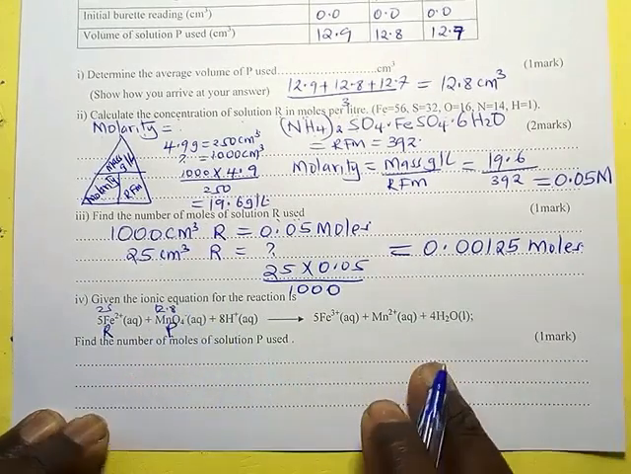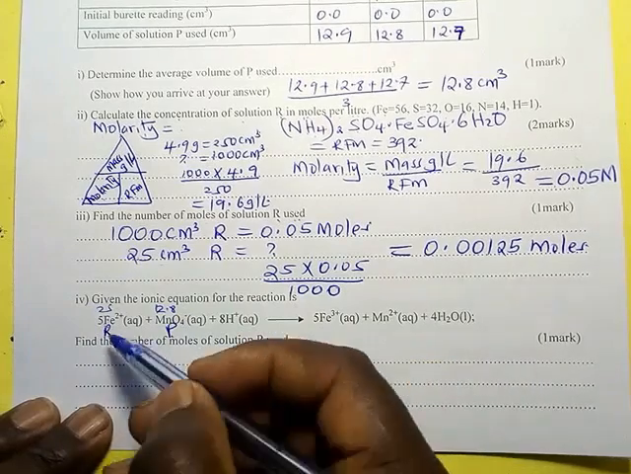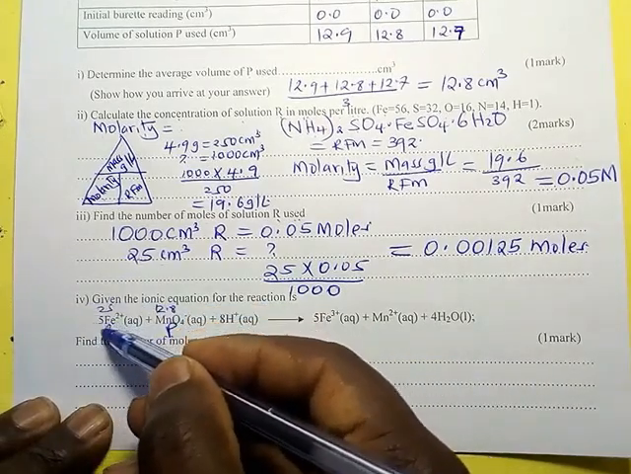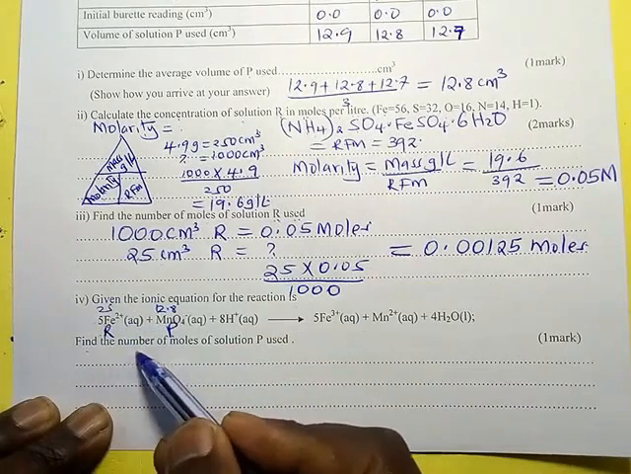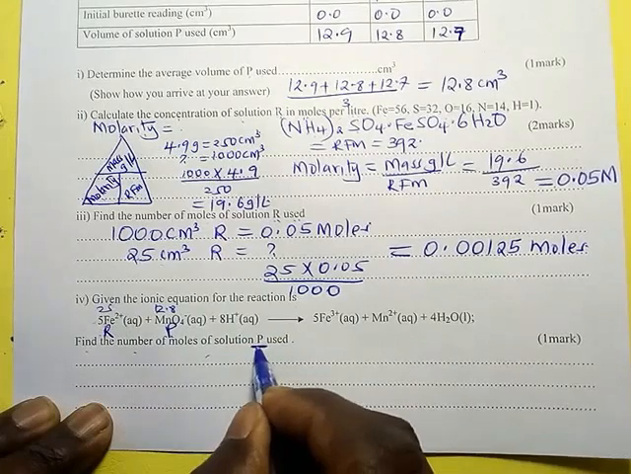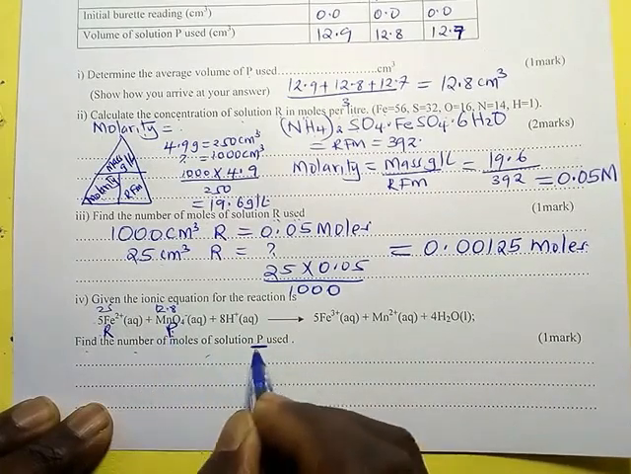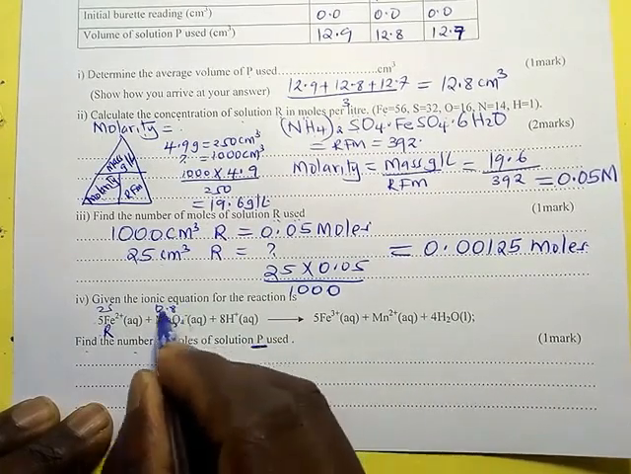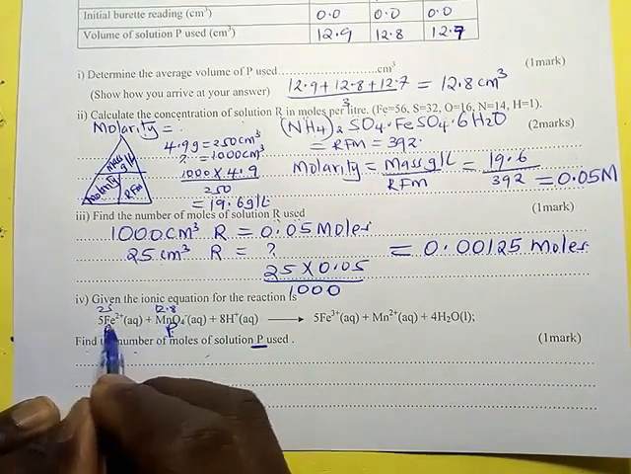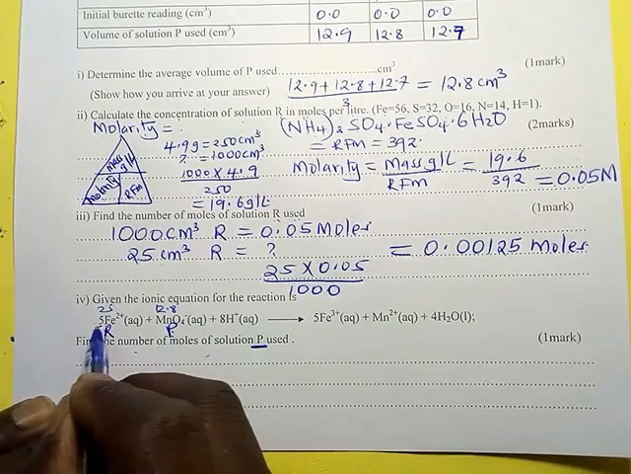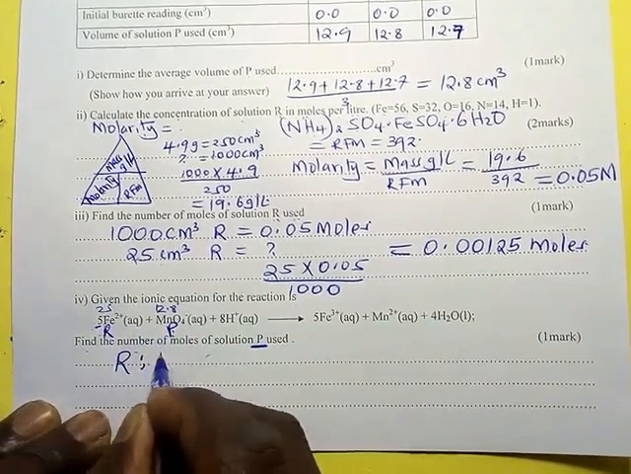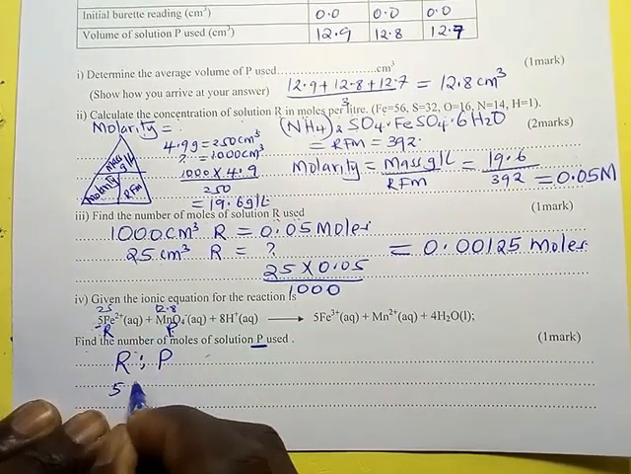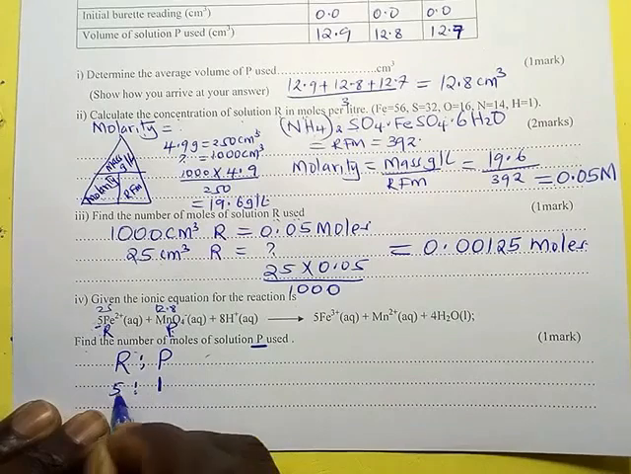12.8. It is important to note that now we have the number of moles of the ion R. We find the number of moles of solution P, and to do so we are going to use the relationship of the mole ratio. If I use R to P, R is 5, and P is 1. The ratio is 5 to 1.